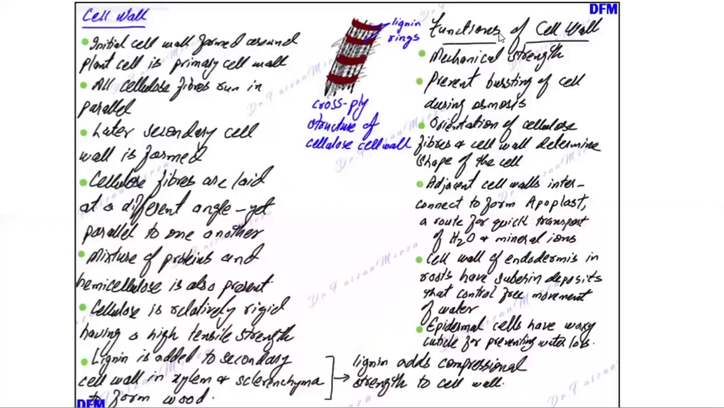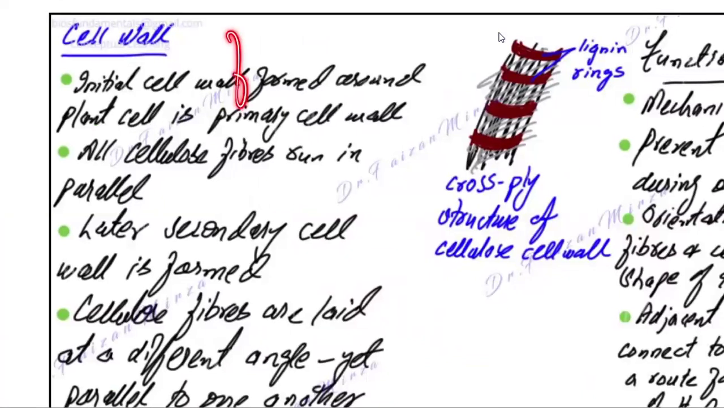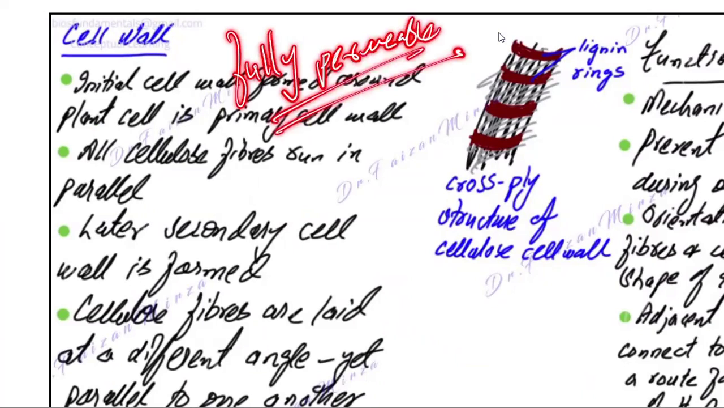Moving on to cell wall. What's a cell wall? Cell wall in a plant cell is fully permeable. That's the first fact that you need to recall from your O level. Cell wall is fully permeable.